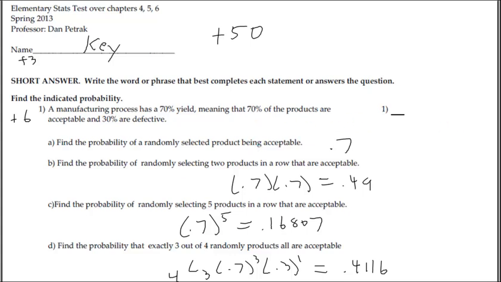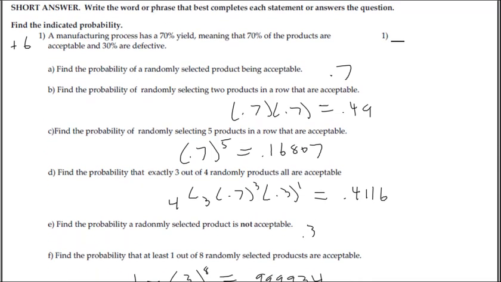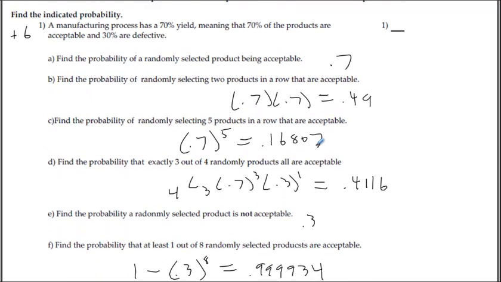The first one is that you have a 70% chance of getting a good one and a 30% chance that it's bad. So what's the probability of selecting an acceptable one? 70%. And then to get two in a row, so good and good, we have an "and" situation, so we multiply. There's a 49% chance that you would get two in a row. And then what's the probability of getting five in a row? So it's good and good and good. It's 0.7 times 0.7 five times, which is easier to write as 0.7 to the fifth. So about a 17% chance.